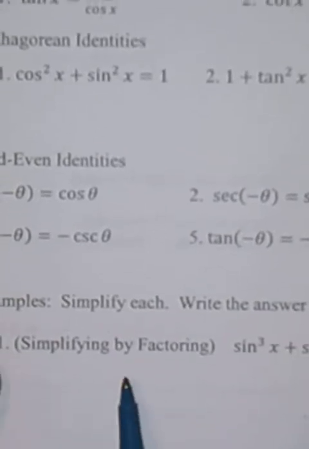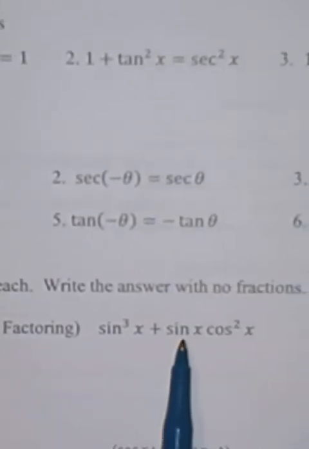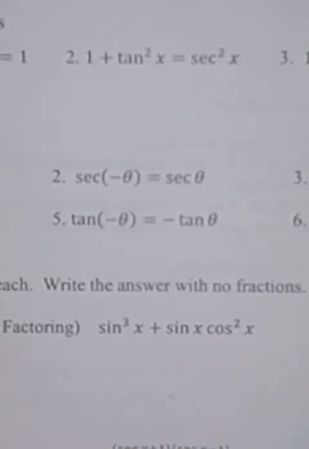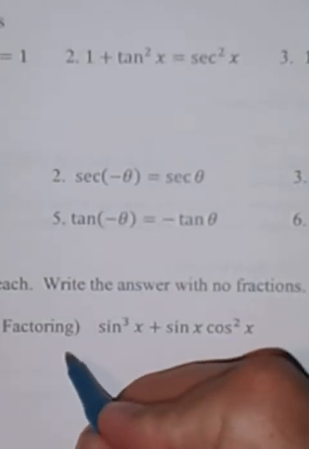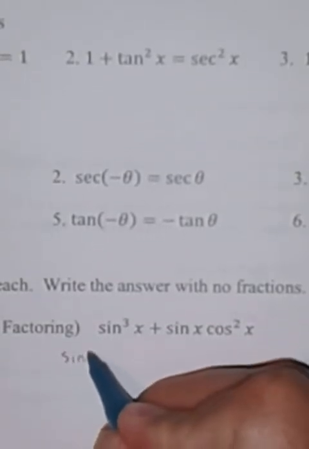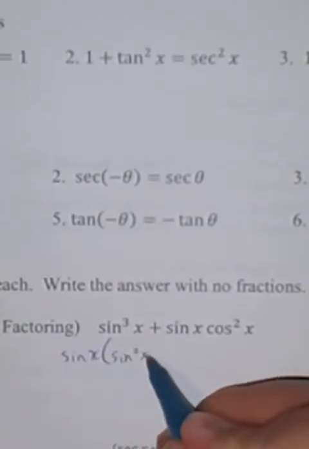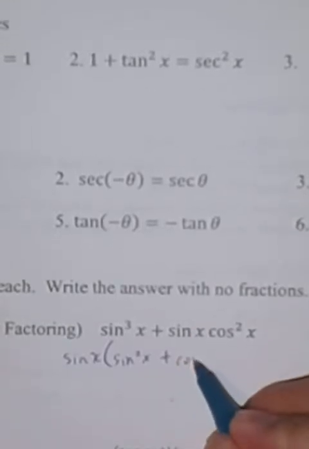Let's start with the examples, part F, example number 1, which says simplify and write the answer with no fractions. So number 1 is simplifying by factoring, and the expression we will simplify is sine cubed x plus sine x cosine squared x. First, both terms have a factor of sine, so I'm going to factor out a factor of sine x. When I factor that out of sine cubed x, I keep sine squared x, plus when I factor out of sine x cosine squared x, I get cosine squared x.